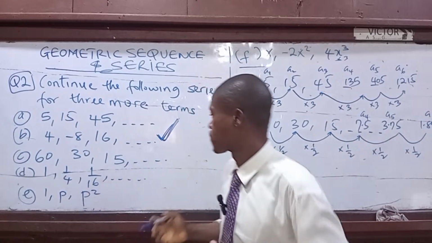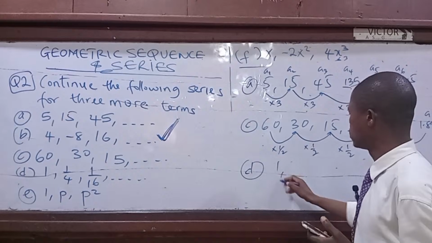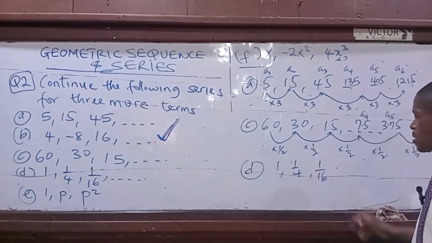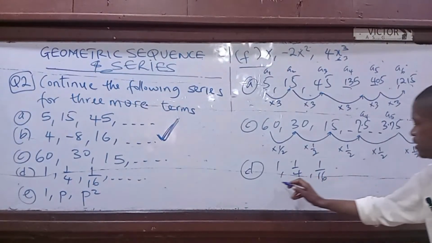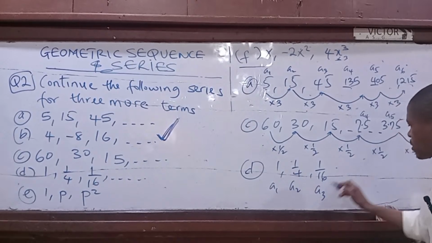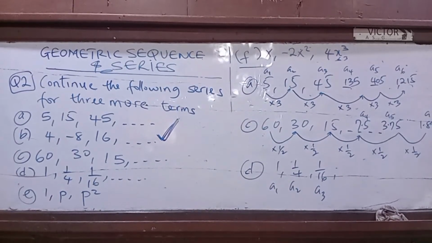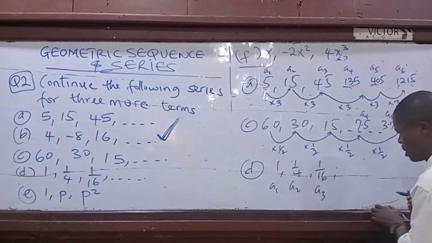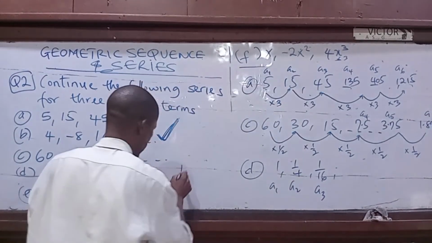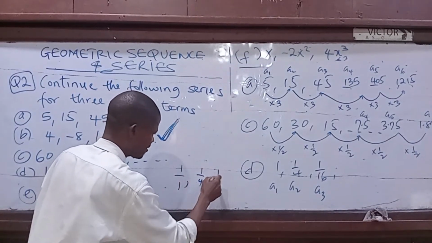Then the D parts. Let's look at the D parts. We have 1, comma 1 over 4, comma 1 over 16. So this is your A1, this is your A2, this is your A3. If you look at the pattern, you realize that the denominator, we can make it this way: 1 over 1 for the A1, 1 over 4, 1 over 16.